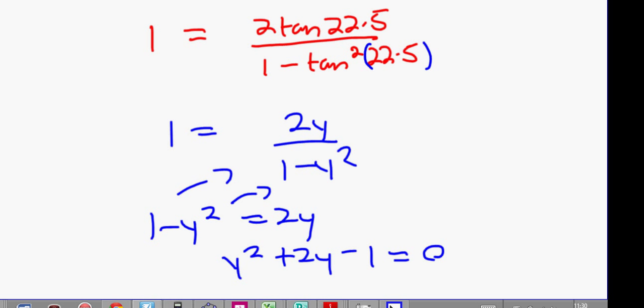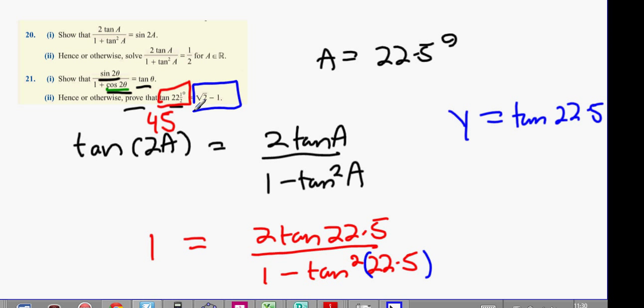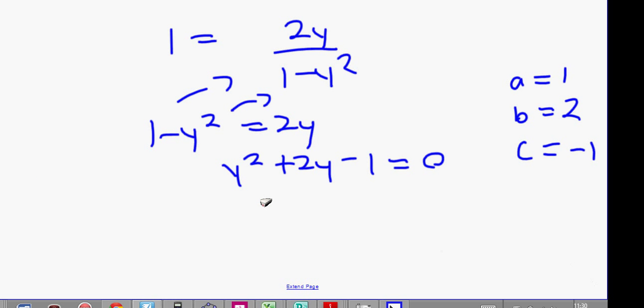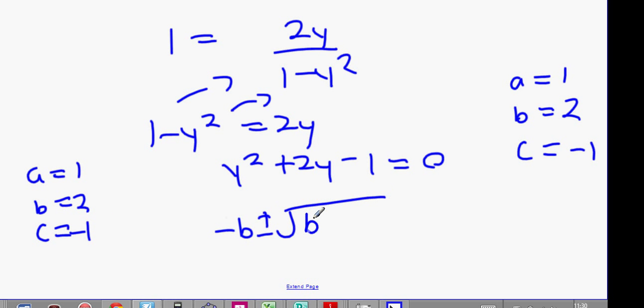Unfortunately, because my answer is in this form, what do you think that means? Minus b formula, because I can't factorise it normally. So I'm going to have to do the minus b formula. There have been 2 questions like this in the last 4 questions, haven't there? There's one of them I did yesterday. So unfortunately, guys, the only way to remember this is to do it a couple of times and then you'll remember it. So a equals 1, b equals 2, c equals minus 1, minus b plus or minus square root of b squared minus 4ac all over 2a.